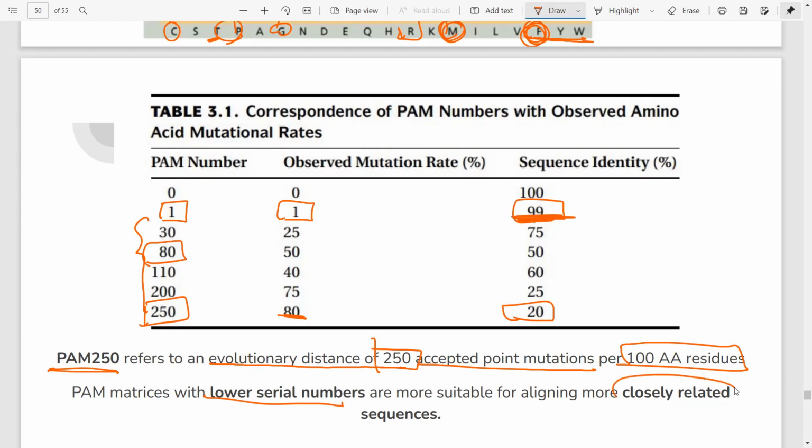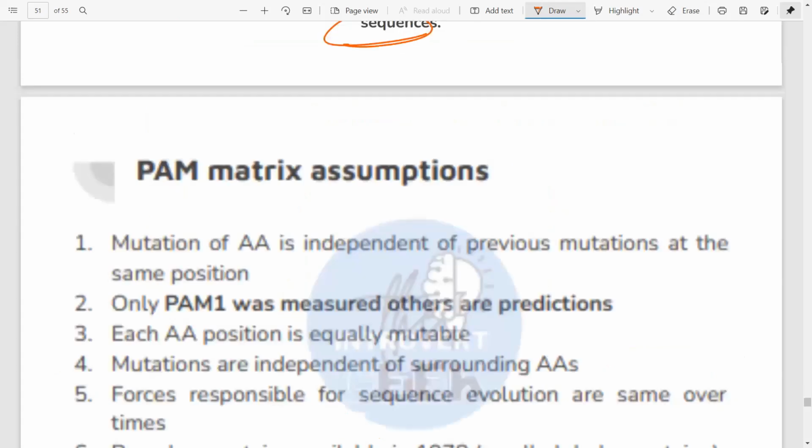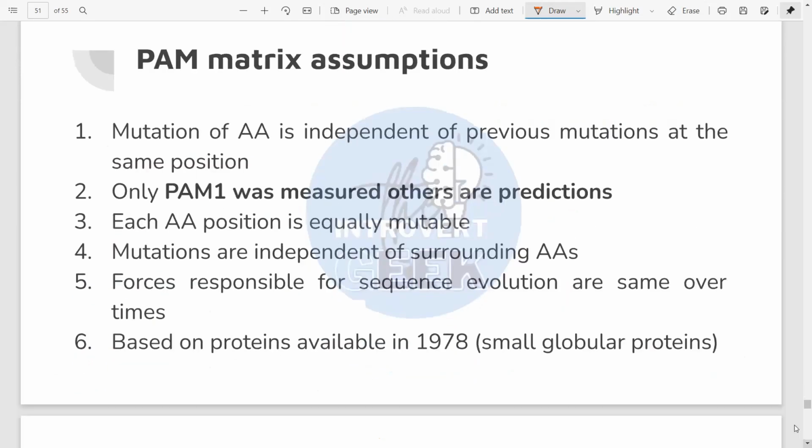So if you want to compare two closely related sequences, you should use a PAM matrix of a lower serial number. Whereas if the proteins are divergent, say the protein of human and bacteria, in that case you use a higher PAM number matrix. Then the next matrix available is the BLOSUM one.